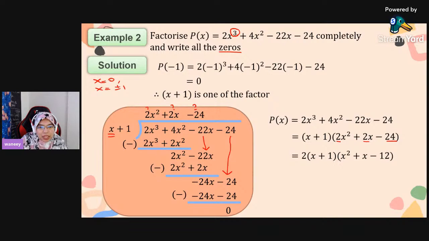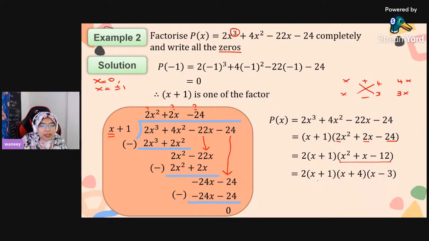Okay, so now this thing, I'm going to factorize them completely. So 12, it can be 1, 12, 3, 4, 6, 2. So in order to get x, they will become 4 and 3. So x, x. So this is 4x, this is 3x, positive, negative. So they will become 2, x plus 1, x plus 4, x minus 3.